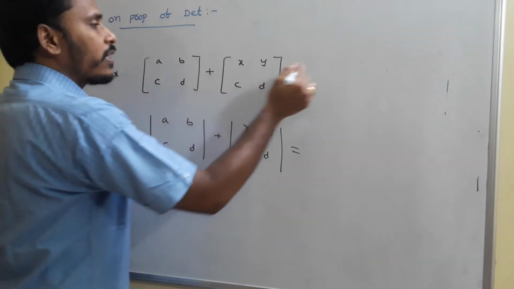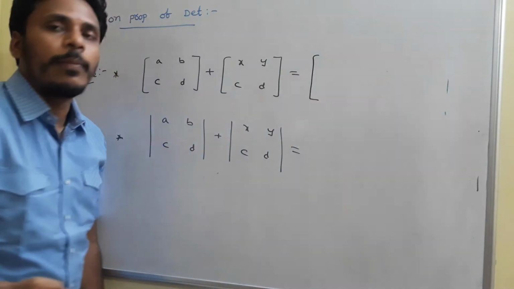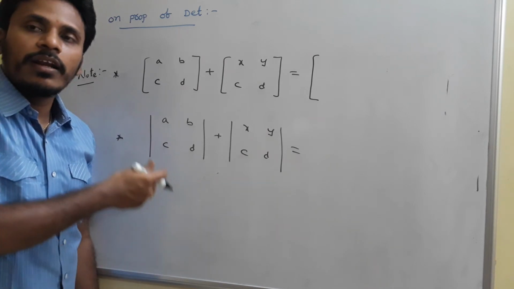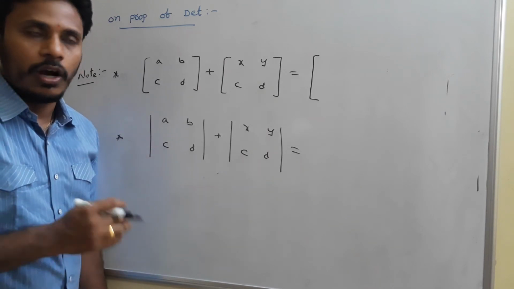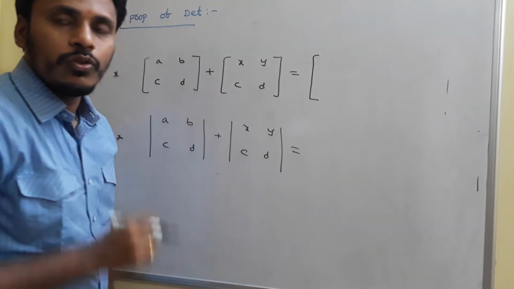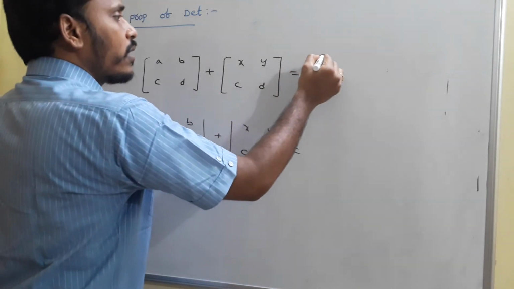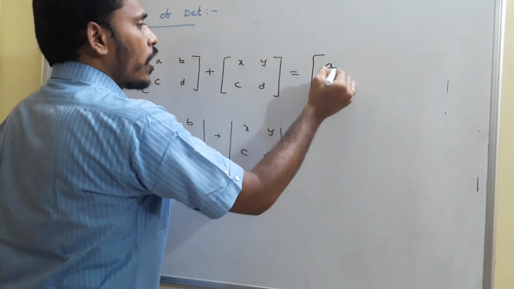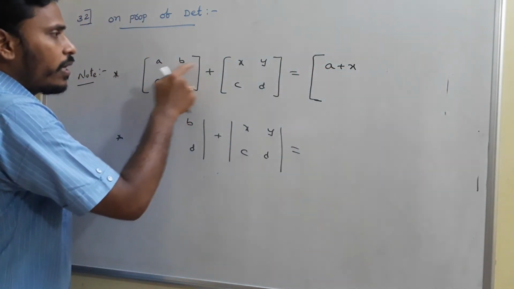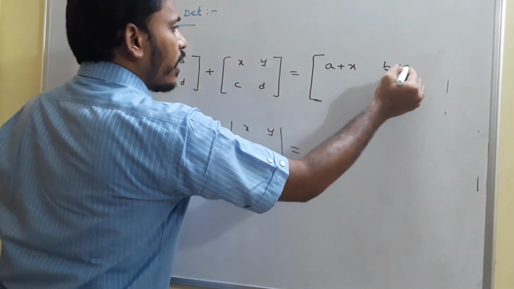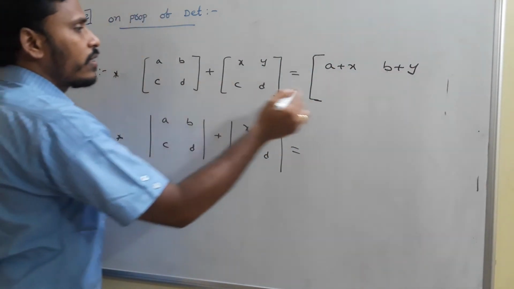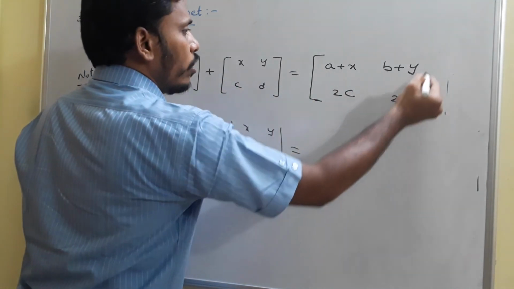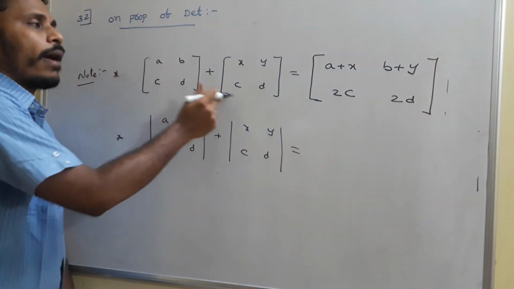While adding matrices, that addition is possible element wise. Just for my comfort I am taking 2 by 2 matrices. A similar discussion is possible for 3 by 3 also. If you are going to add these two, addition of matrices is element wise, you just add element wise. First element is A, first element is X, so here it is A plus X, and B, Y, so you take it as B plus Y. C and C, you take 2C. D and D, just take it as 2D. So this is the addition of these two matrices.